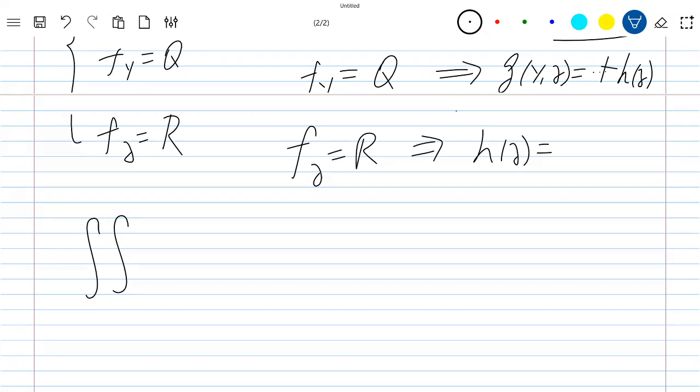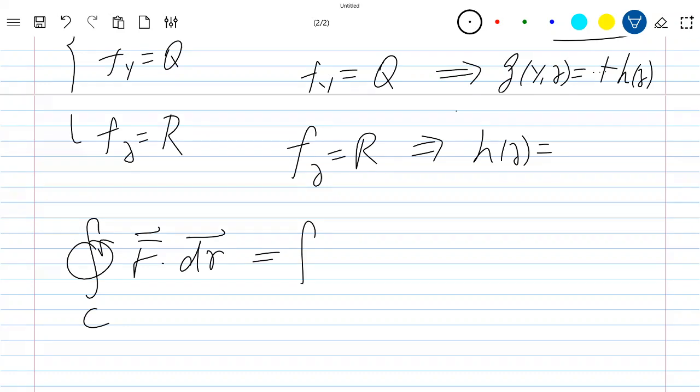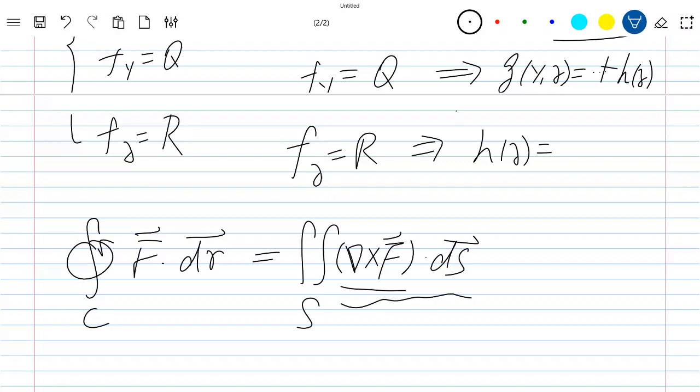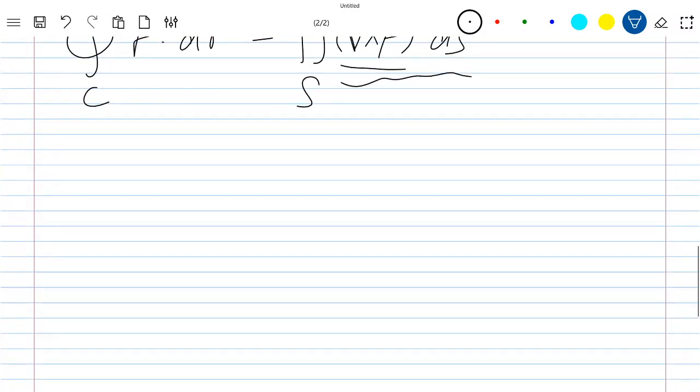But if it's a closed curve, then we can still find the line integral through the so-called Stokes theorem. Stokes theorem says if you integrate an arbitrary field along a closed curve, then the line integral would be the same as the flux of the curl across the surface enclosed by C. Well, then we need to define what this surface integral is. So that will be our next topic, the surface integral.